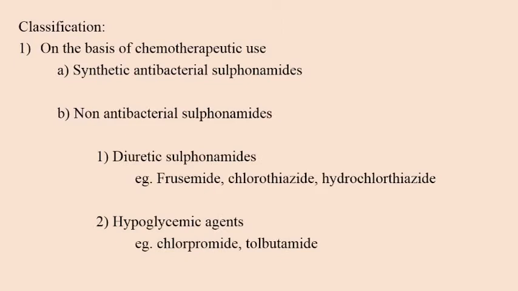Now, these sulfa drugs or sulfonamides have various classifications. First is on the basis of their therapeutic use: synthetic antibacterial sulfonamides, which is the first class, and non-antibacterial sulfonamides. Some compounds are used as antibacterial agents. The others have different therapeutic uses. So non-antibacterial sulfonamides are diuretic sulfonamides and hypoglycemic agents like tolbutamide. So this is on the basis of their chemotherapeutic use.